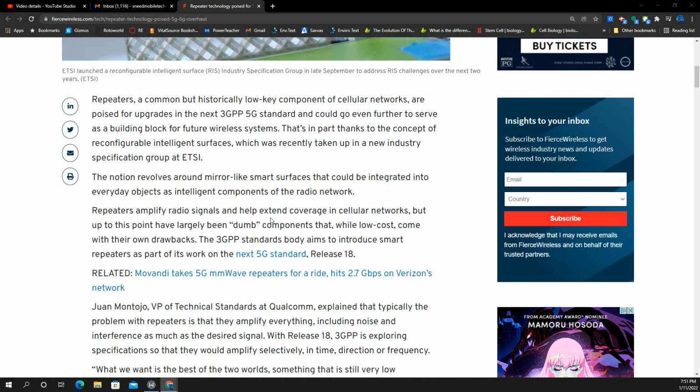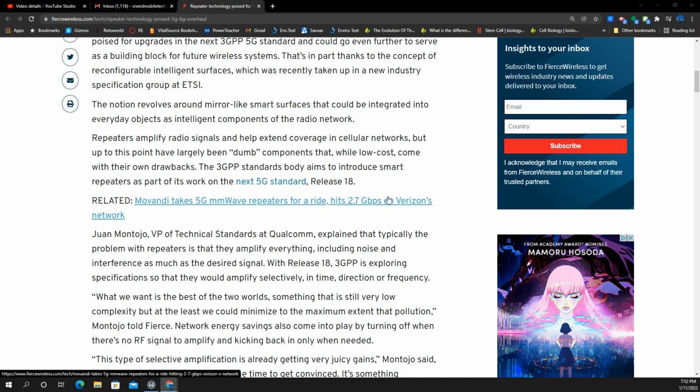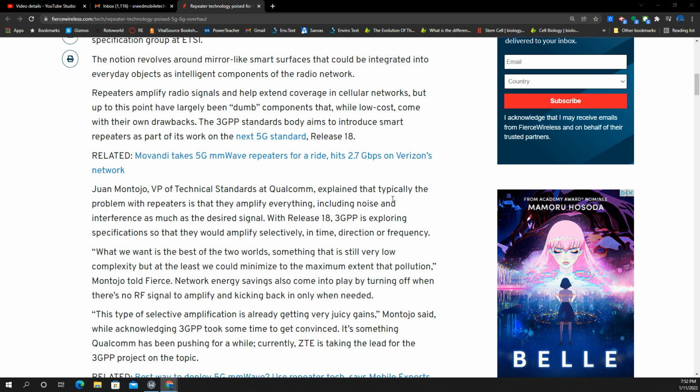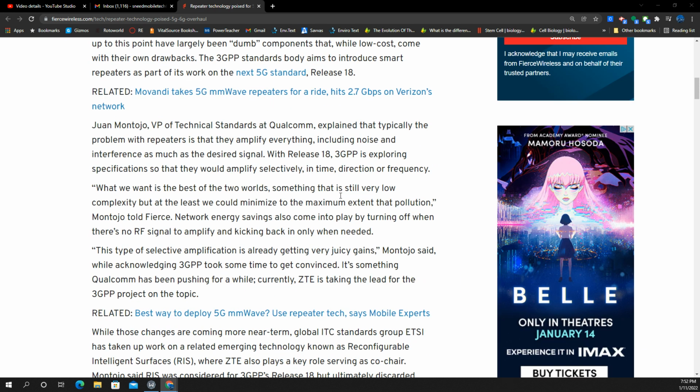So the notion revolves around using mirror-like smart surfaces that could be integrated into everyday objects as intelligent components of the radio network. So enhancements or supplements to the network, like I said, millimeter wave has its limitations. This can be a low-cost strategy, technique and tool to make millimeter wave better. And at the same time, enhancing the signal, making it stronger and repeating it without also magnifying the painful parts, the undesirables in the signal.